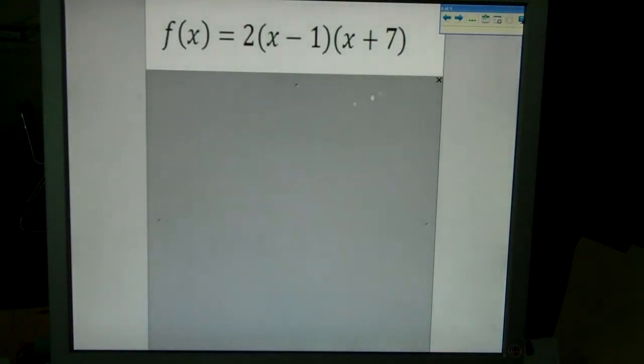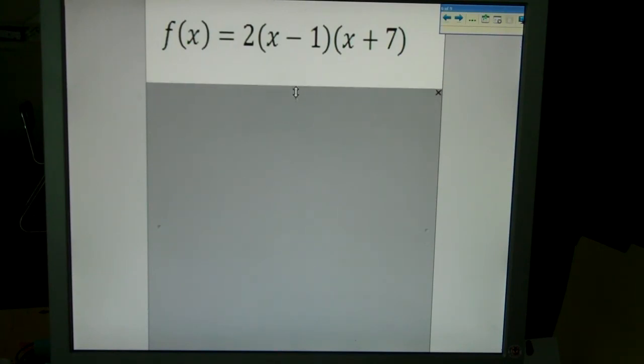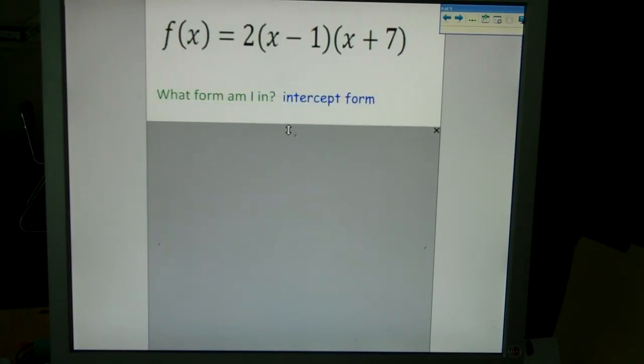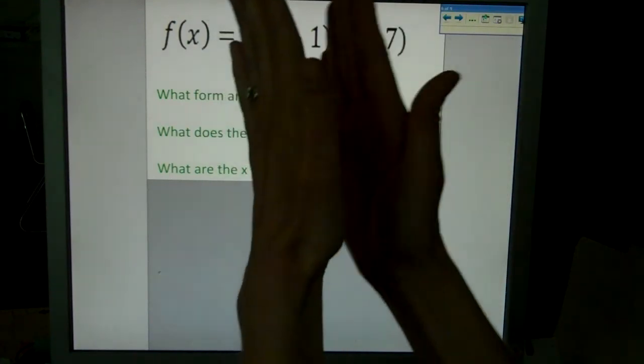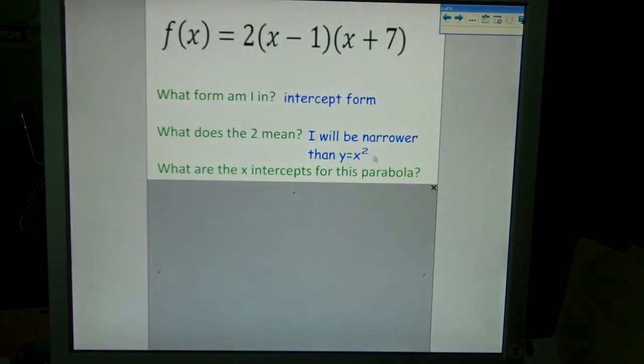All right, here you go. Here's another one. Find the intercepts. What would be the x-intercepts for this parabola? Oh, my first question. What form am I in? Intercept form. Good. I think I have the next answer too. What does the 2 mean? It means that it's going to be narrower, so skinnier, than just a plain old x squared. Now, what are the x-intercepts for this parabola?